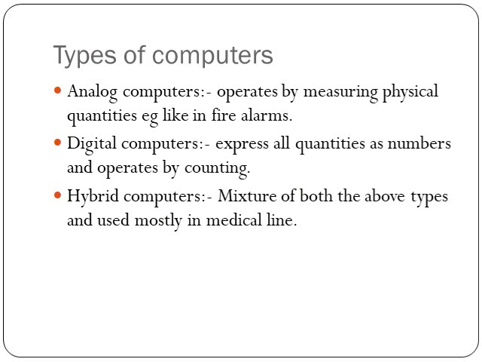There are three basic types of computers. First, analog computers. They measure physical quantities and take decisions, like a fire alarm that starts ringing when it detects fire or smoke. Secondly, digital computers. They express all quantities as numbers, like most modern-day computers. And lastly, we have hybrid computers that are a mix of both analog and digital and are mostly used in the medical line.